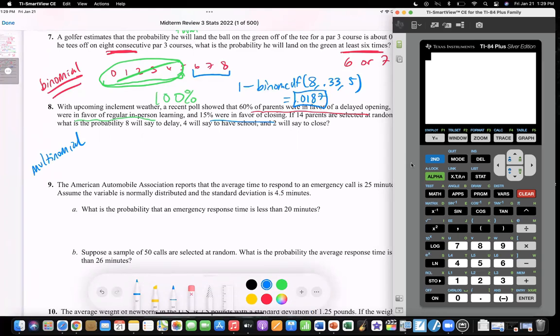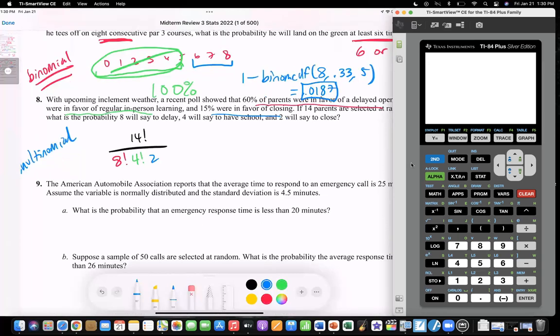Okay, so if I look at what I'm looking for, it says if 14 parents are selected at random, okay, so that's 14 factorial. What's the probability that 8 will say to delay? Okay, so we want 8 delaying, 4 will have school, and then 2 will say to close. Okay, because it's not only 14 arrangements, those 8 are the same. So delay, delay, delay. If I switch them around, it's the same thing.